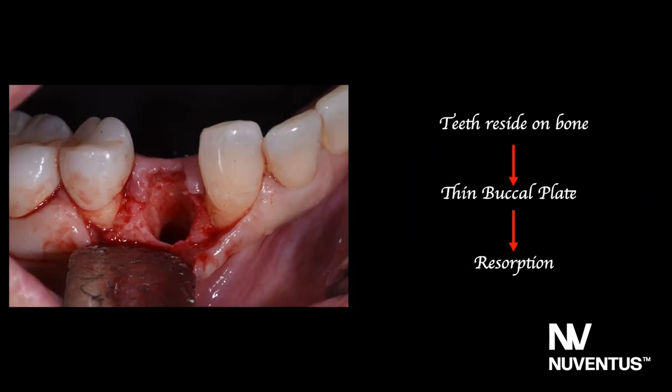And what are we left with? Nature. Teeth reside on bone. We're left with an extremely thin buccal plate of bone. So ideally, I want as thick a buccal plate that I can devise for the longevity of this 40-year-old female. Because we know that if we leave it as such, we're going to have resorption and remodeling.